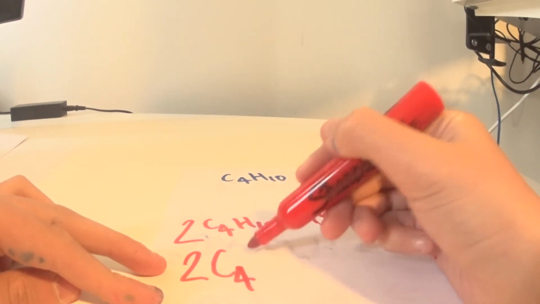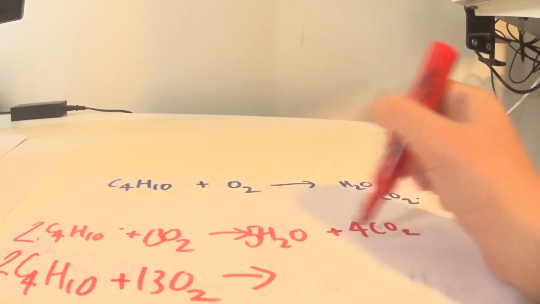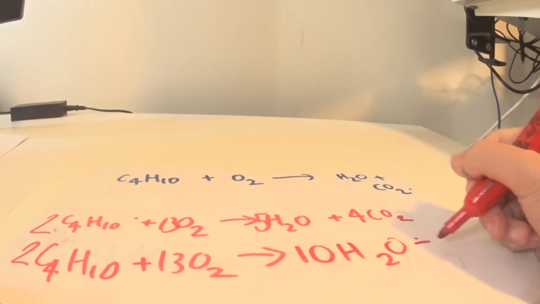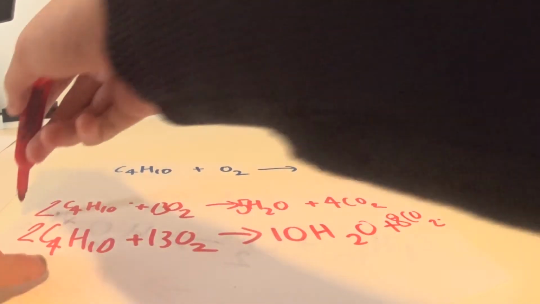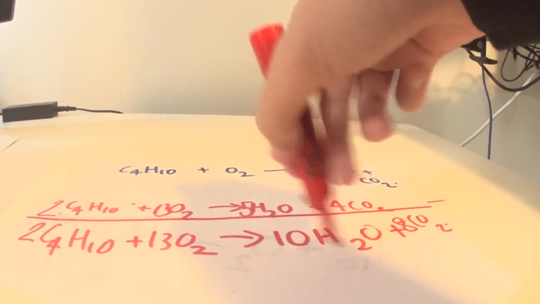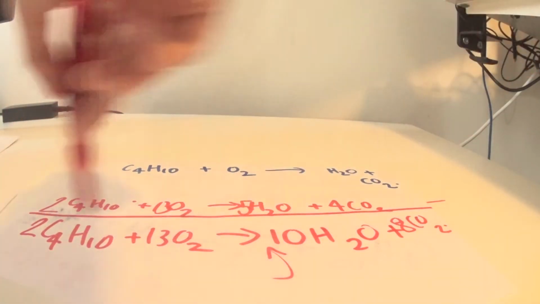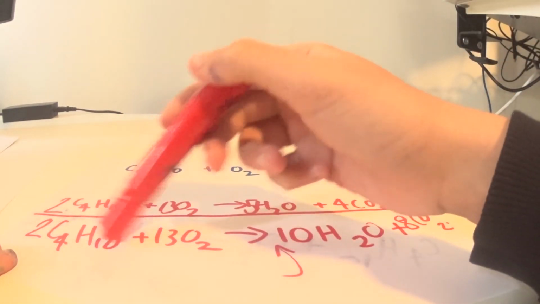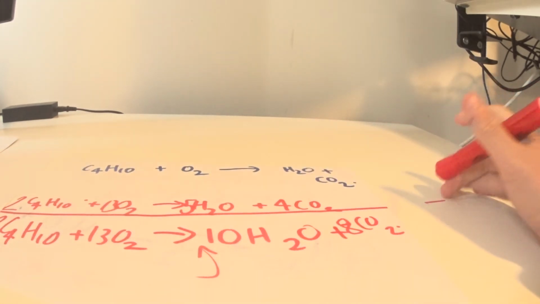So now this side is balanced. This side is how it should end up. So now we're going to balance these 2 numbers here. So we're going to end up with about 10 H2O and 8 CO2. And this one at the very bottom, where I put the little arrow, that one's the balanced one. So the balanced equation is 2 butane plus 13 O2 gives us 10 water and 8 carbon dioxide. That is our balanced equation.